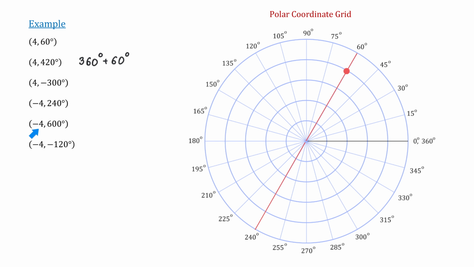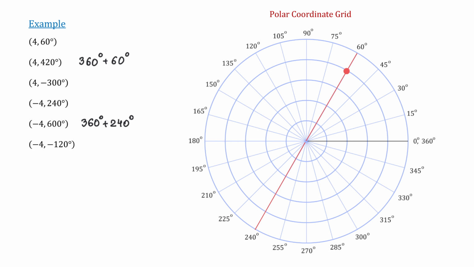Next, we will plot negative 4, 600 degrees. This is another angle that is more than one full revolution. We can write it as a sum of 360 degrees and another 240 degrees. So we will go around one full revolution plus another 240 degrees. So this is the terminal side, but because r is negative, the point will not be located on the terminal side. Instead, we need to move into the opposite direction from the pole, count 4 units, and plot the point.